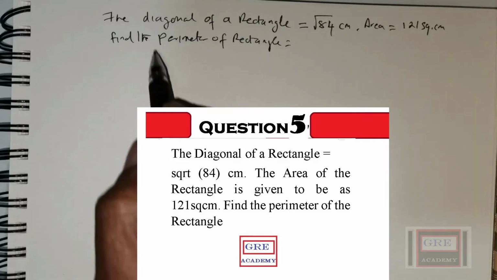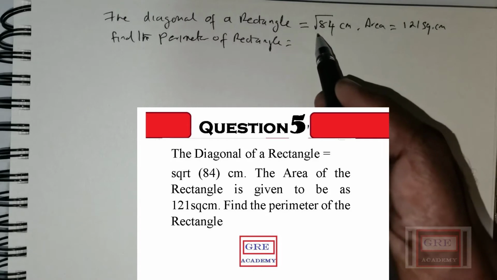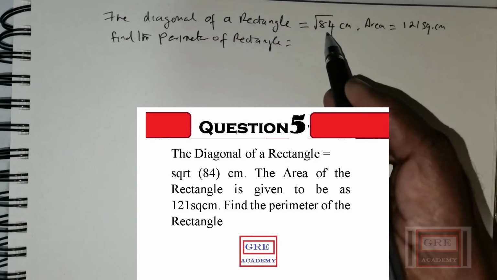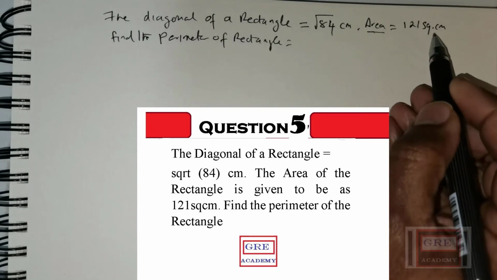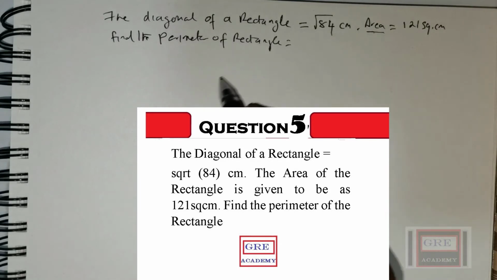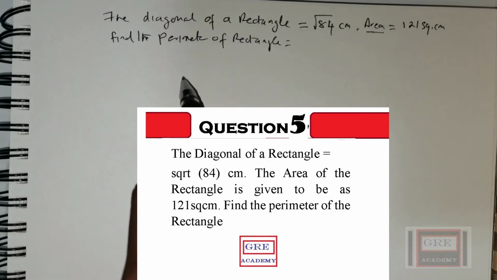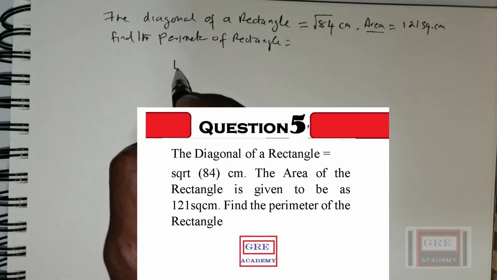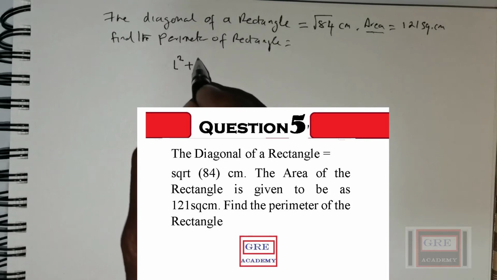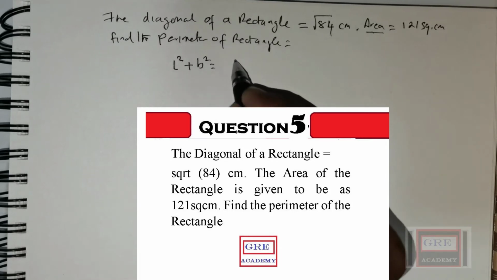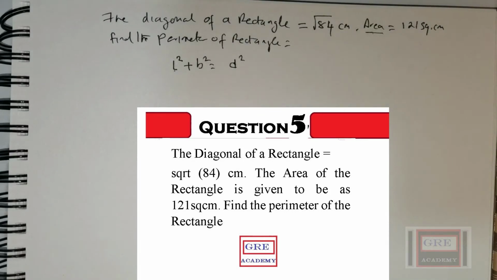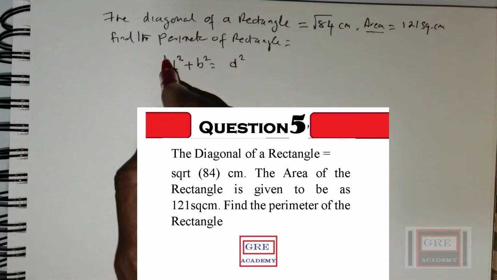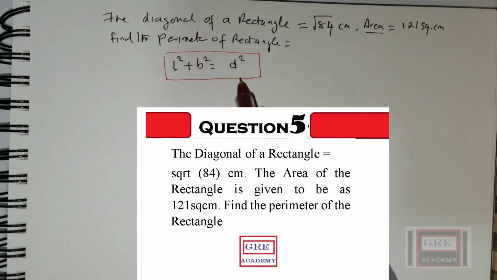Students, we are given this question: the diagonal of a rectangle equals square root of 84 centimeters. Its area is 121 square centimeters. We are expected to find the perimeter of the rectangle. Now we would be using this formula, which is L squared plus B squared is equal to D squared. Here L stands for the length of the rectangle, B stands for the breadth of the rectangle, and D stands for the diagonal of the rectangle.